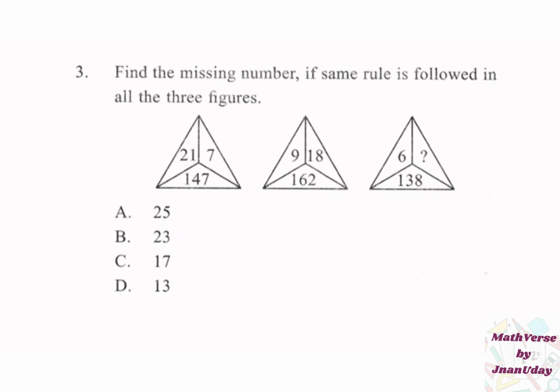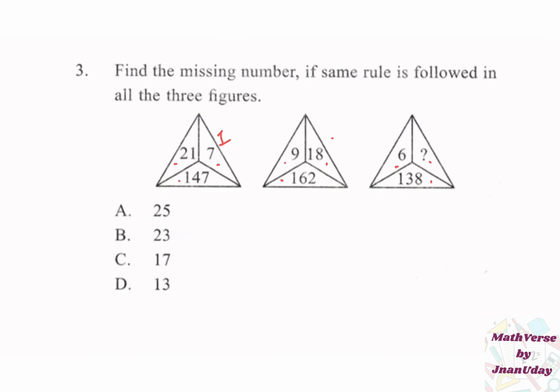So question number 3 is find the missing number if the same rule is followed in all the 3 figures. We have to find out the relationship between these numbers which are given in triangles. So let us first number the triangles. Now let us find out the relationship among numbers in triangle number 1. Here we can say that for 7 and 21, there is a relationship, that is 7 3s are 21. Now let us find out if there is any relationship among these 3 numbers, 7, 21 and 147. How can we find out? We can divide the biggest number by the smallest number.